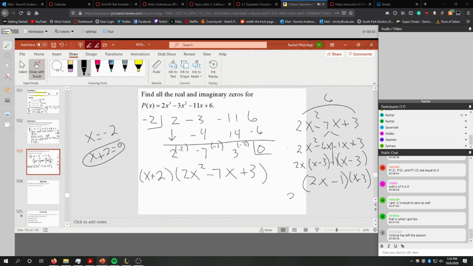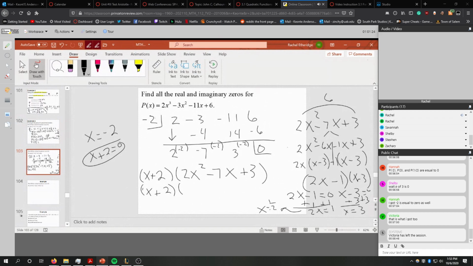So I got 2x minus 1 and x minus 3. And if I set those equal to 0, I can solve for the other zeros. So I'm going to add 1 to both sides. 2x equals 1. And then if you divide by 2, you get x equals 1/2. Plus 3, plus 3, x equals 3. So really, there's 2 that I checked in my calculator. I just had something wrong with my equation that I plugged in. That's the bad thing about using that equation.